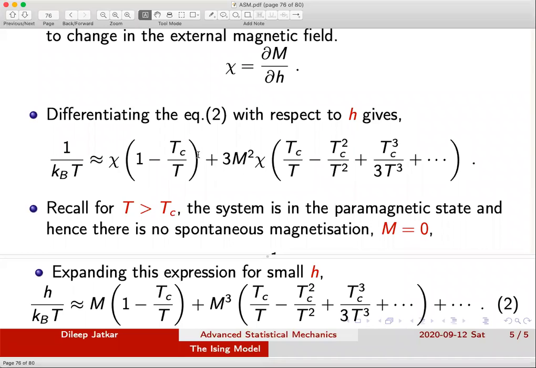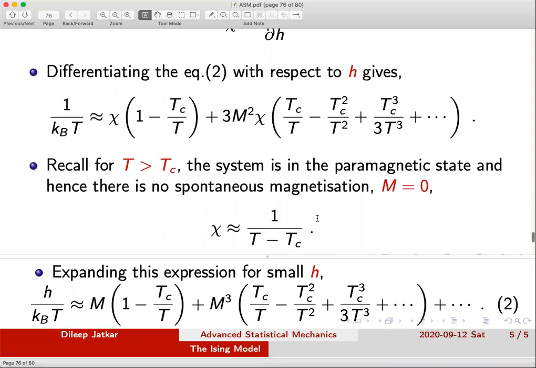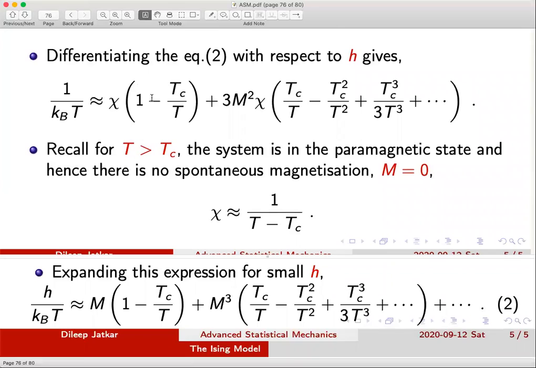If the temperature is larger than Tc, then the system is in the paramagnetic state and there is no spontaneous magnetization in this case. So because there is no spontaneous magnetization, you can set all the pieces which depend on M to 0, and you just look at the first piece. That tells you that chi would go as 1 over T minus Tc. You can just take 1 minus Tc by T across to the other side.